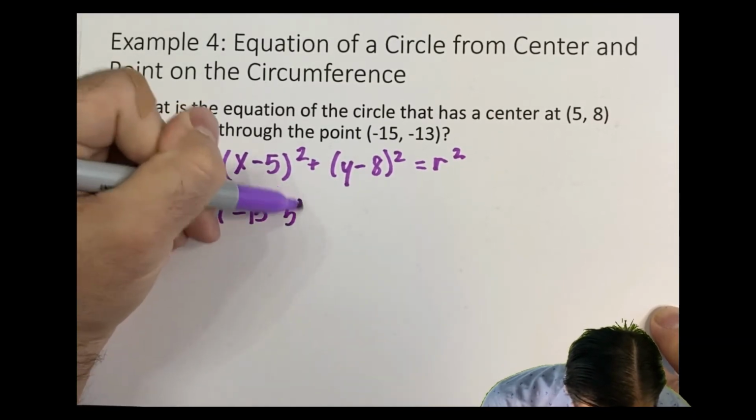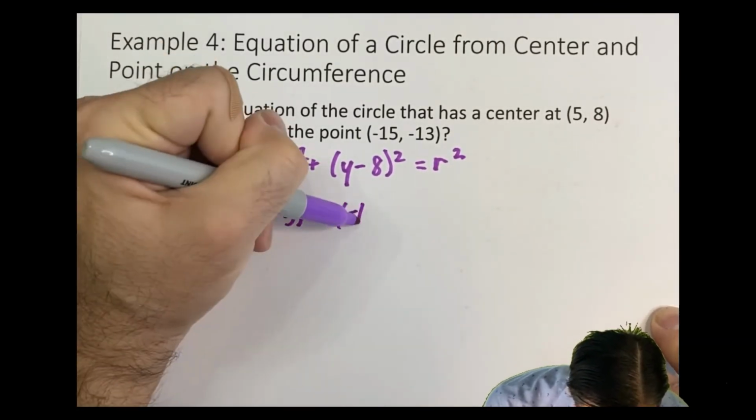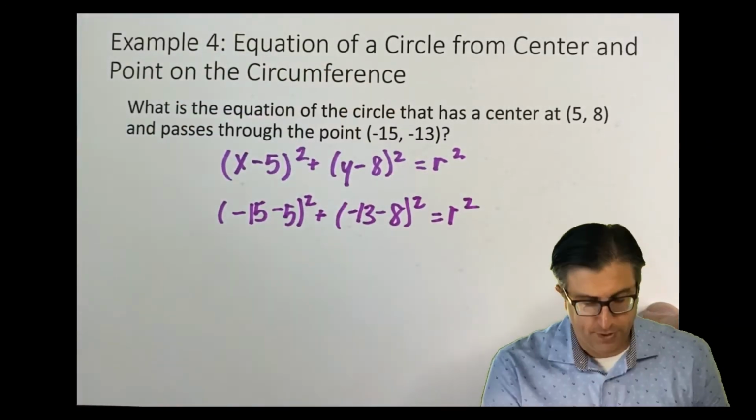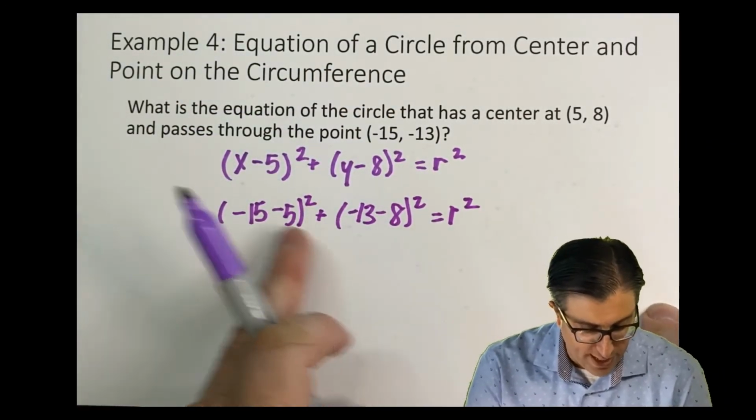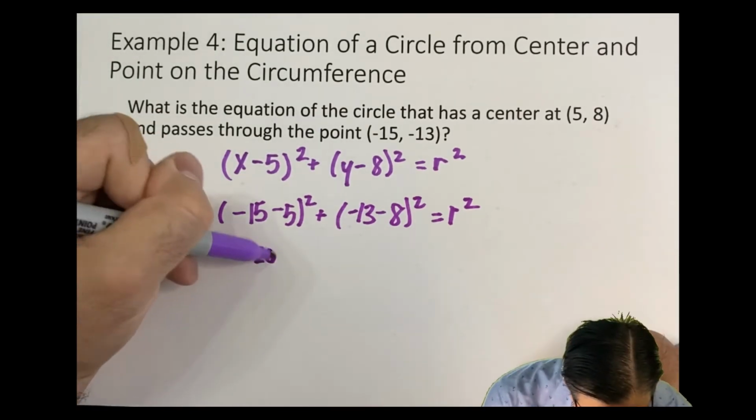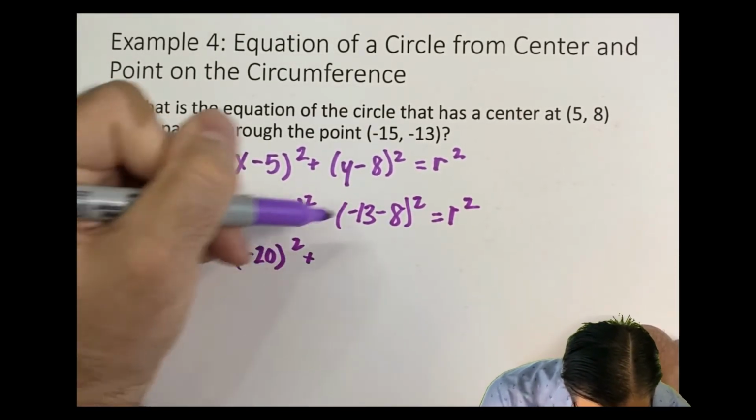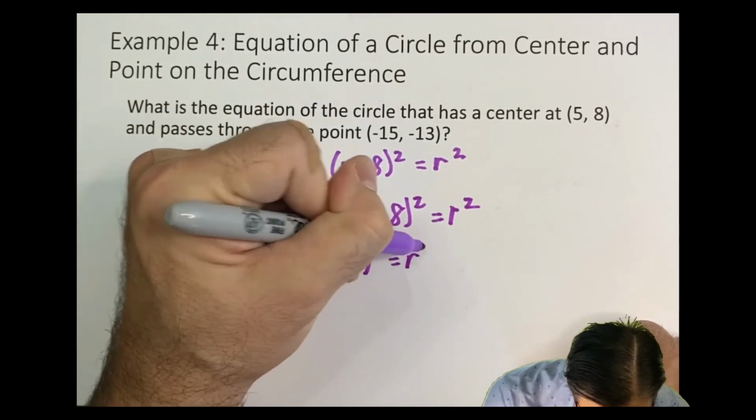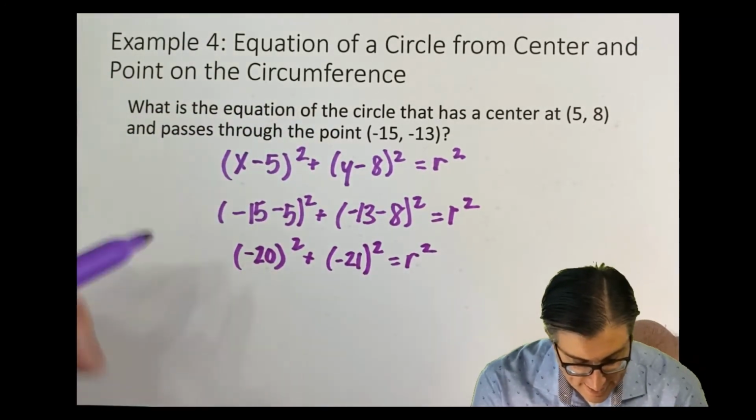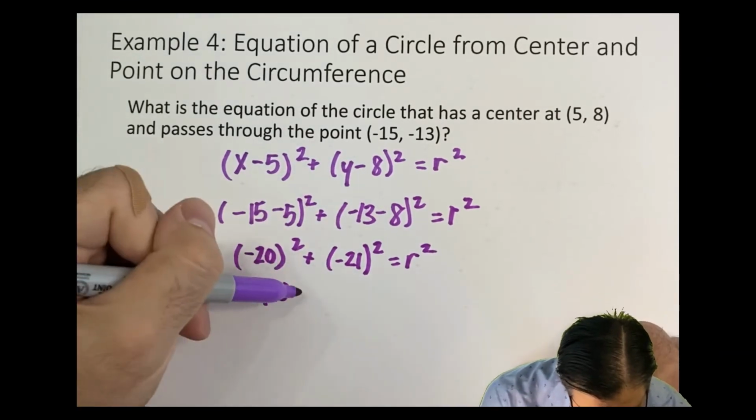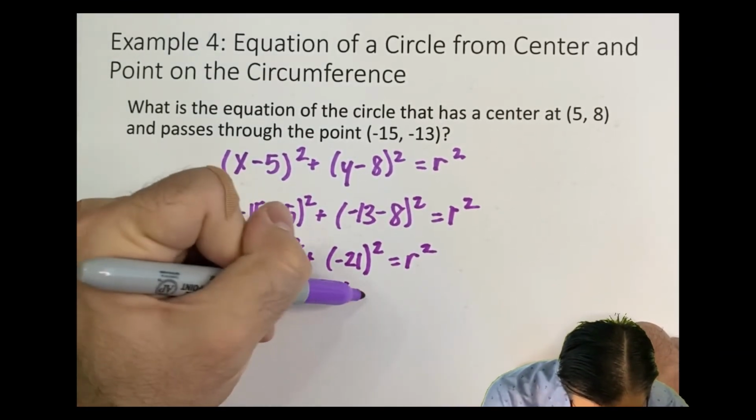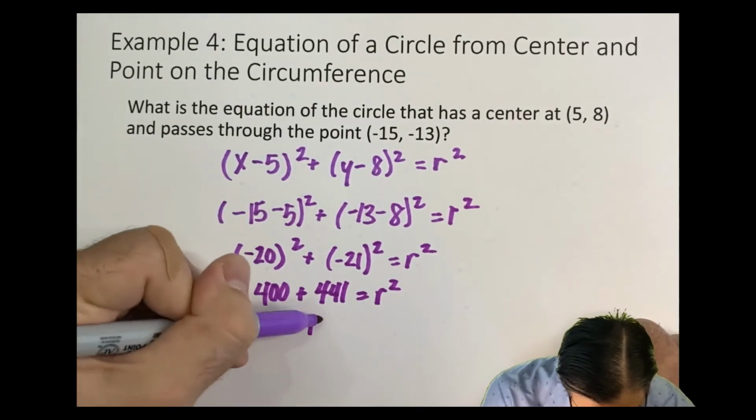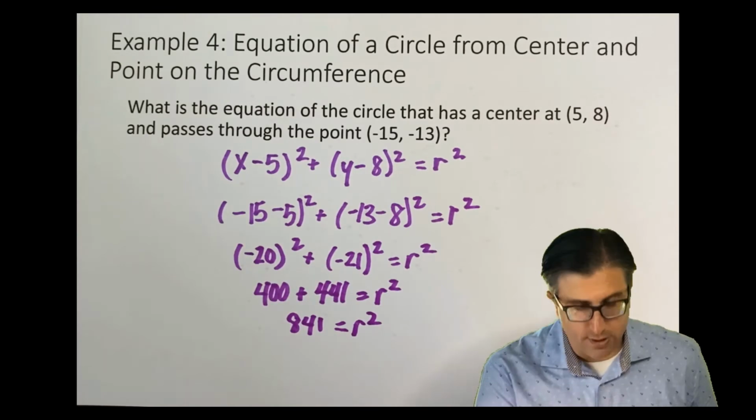(-15 - 5) squared plus (-13 - 8) squared, and that equals r squared. Now it's time to just do some math. -15 minus 5 is -20 squared. -13 minus 8 is -21 squared, and that equals r squared. -20 squared is 400. -21 squared is 441, and that equals r squared. Add those two up, we get 841 equals r squared.